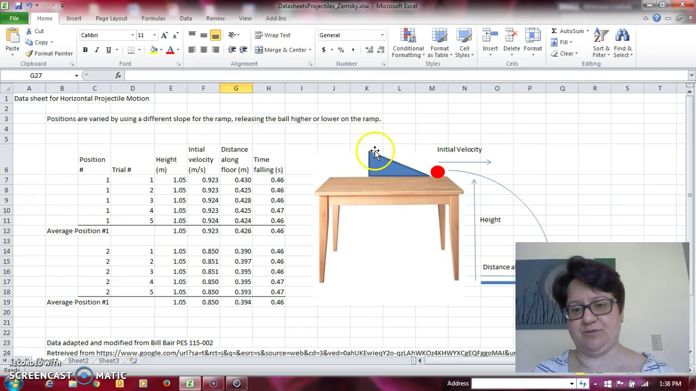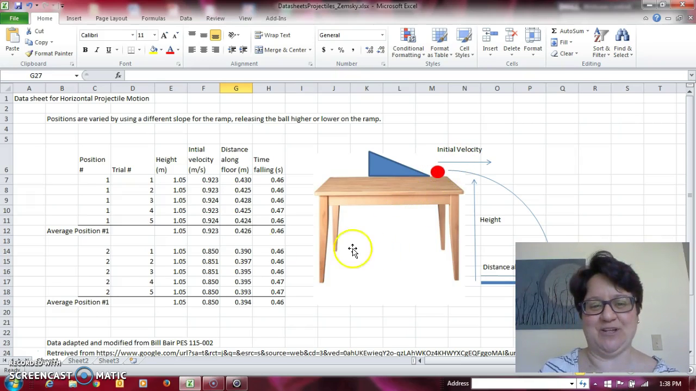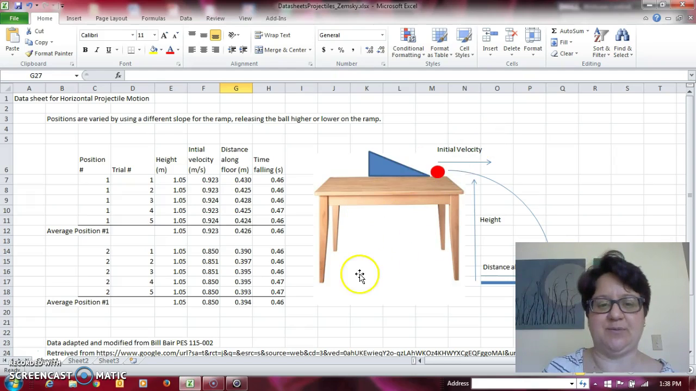So what we're doing is we're rolling a ball right off the table and seeing how far it lands past the table. We're not going to be shooting it off at an angle. That's at another lab later on where they're going to use this data to help build up to answering some questions about the next lab.